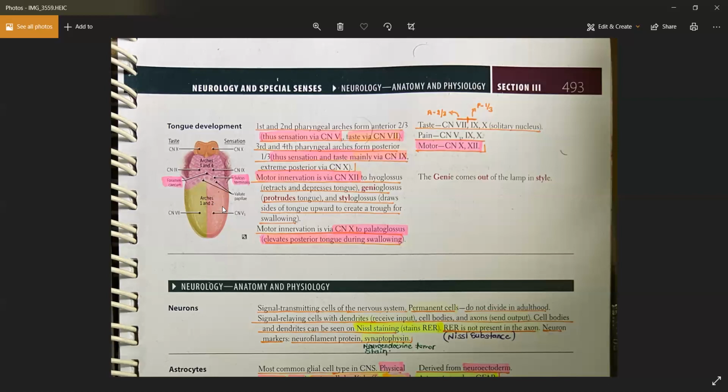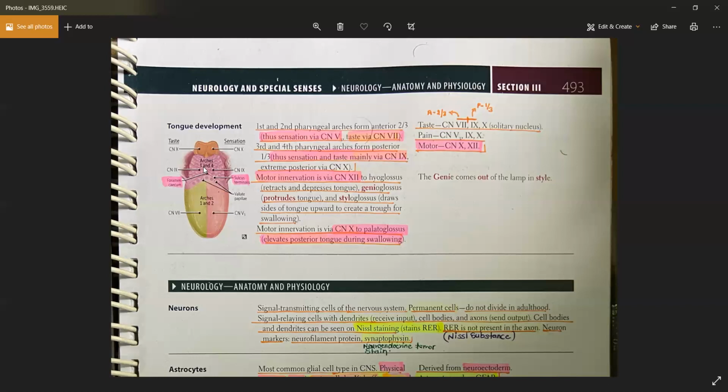Now, arc 1 and 2 are supplied by cranial nerves 5 and 7, right? That means cranial nerves 5 and 7 are supplying the anterior 2/3 of the tongue. Similarly, arc 3 and 4 are supplied by what cranial nerves? The 9th and the superior laryngeal nerve, so the 9th and 10th nerve. So the posterior 1/3 of the tongue is supplied by cranial nerves 9 and 10.